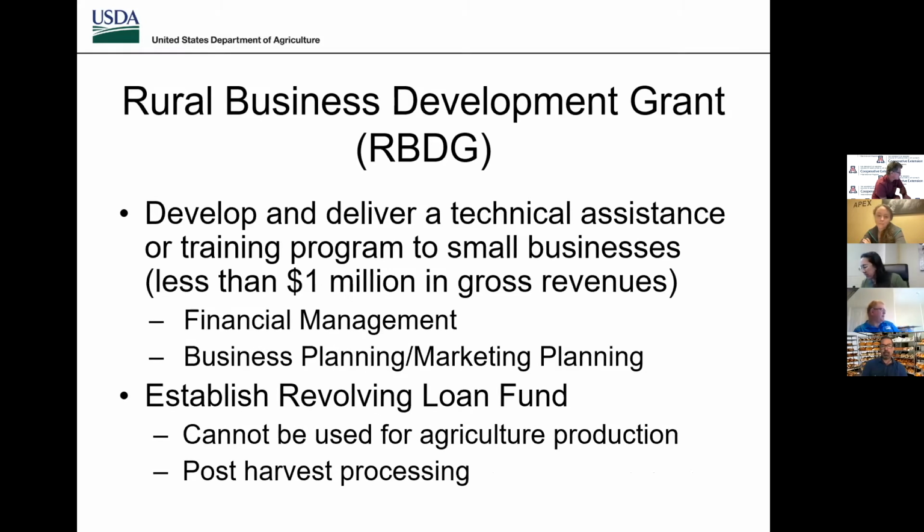So the Rural Business Development Grant, what does it do? Basically, it is designed to deliver and develop a technical assistance or training program for a small business. A small business for the Rural Business Development Grant Program is limited to businesses with less than $1 million in gross revenues, and that will create less than 50 new jobs. It's a different definition than the Small Business Administration, and that causes confusion. But it's less than $1 million in gross revenues.